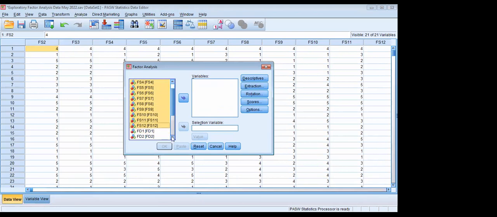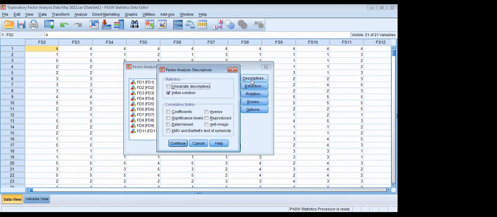First, we are conducting this test for financial skill of individuals, right? Financial skill or literacy. Okay. Because financial skill, discipline, everything comes under literacy only. So if you click this button, it will go to the right side. You look at the empty box, it is filled with the variables, right? Okay. Now there are some menus available. Click descriptives, univariate descriptives, initial solution, it is already ticked. Then coefficient, significant levels, determinant. You tick this KMO and Bartlett test.